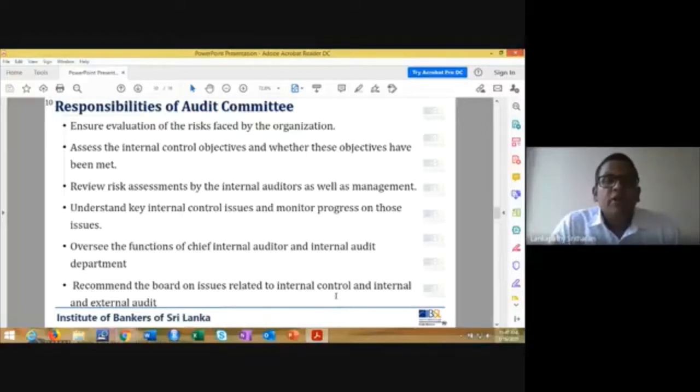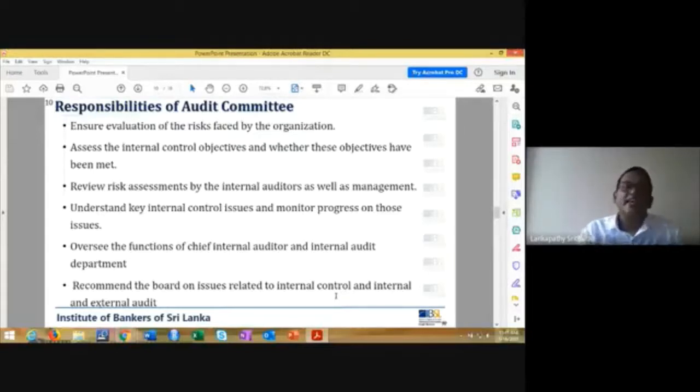If it is internal control, there should be some objectives, and they have to assess whether those internal control objectives are okay, and whether these objectives have been met in their day-to-day process and risk management. They are the people who have to assess it; they are responsible. And review the risk assessment by the internal auditors as well as management. Reviewing the risk assessment by the internal audit, as well as the reviewing process, is the responsibility of the audit committee. And understand the key internal control issues and monitor the process on these issues.